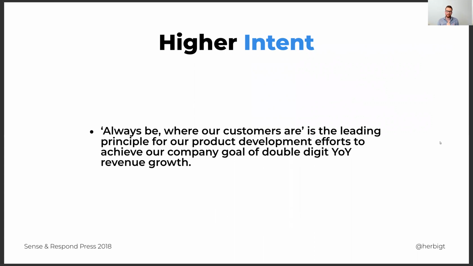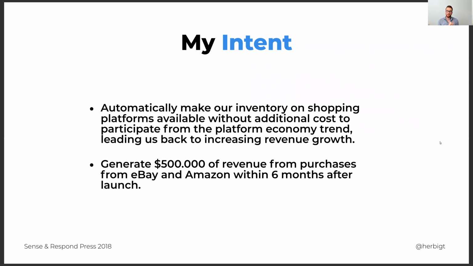Then coming back to my intent, and this needs to be phrased from the perspective of the team which is working on that. So what we really do, and I think Bungay called out a Spice Girls song, "what I really want," I can't get this out of my head, unfortunately. So we as a team want to automatically make our inventory and shopping platforms available without additional cost, so we can participate in the platform economy trend. And the goal is, and this is important, to also add a hard metric in here, that we want to generate $500,000 of revenue from purchases from eBay and Amazon within the first 6 months after launch.